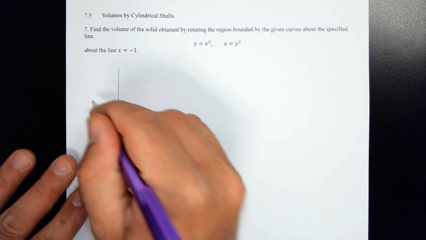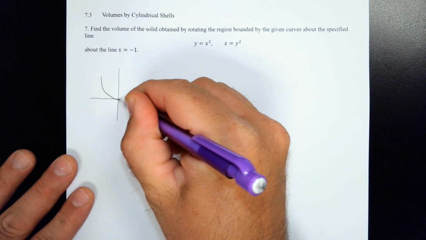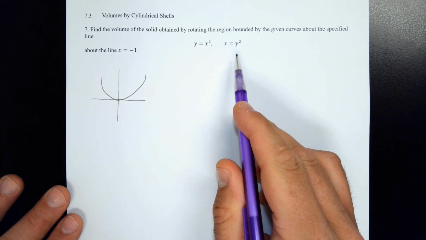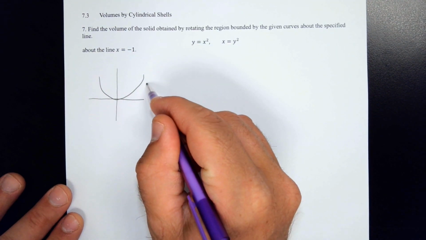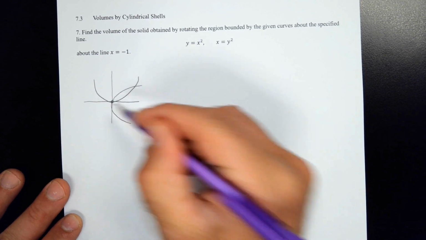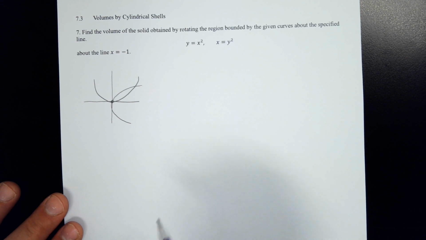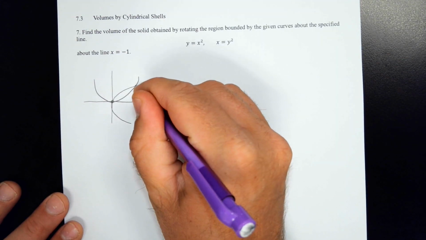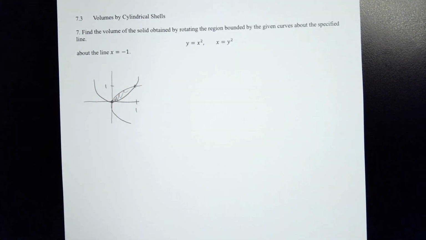Here's a sketch of these two curves. Y equals x squared is our regular old parabola. X equals y squared is our parabola that opens not upward but to the right. So it looks something like this. They definitely hit at the origin right there. It's not too hard to see that they intersect at x equals 1 or y equals 1 right here. So that's the region right there.